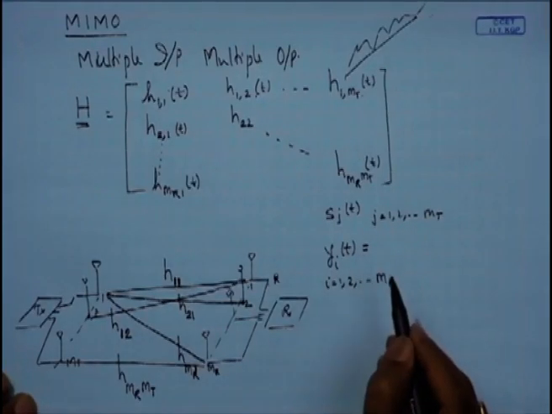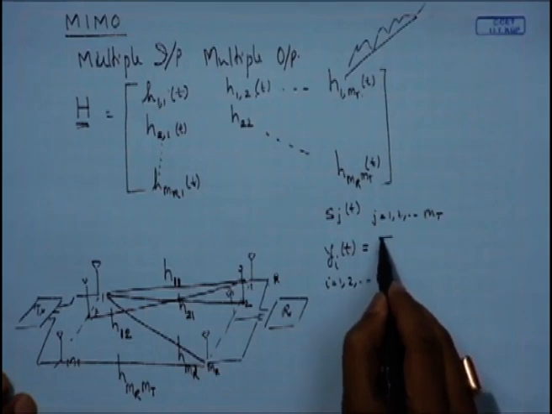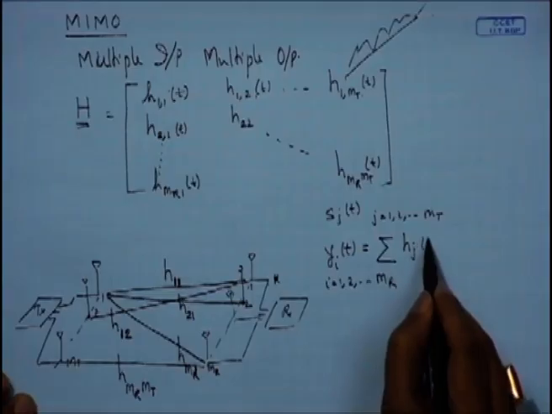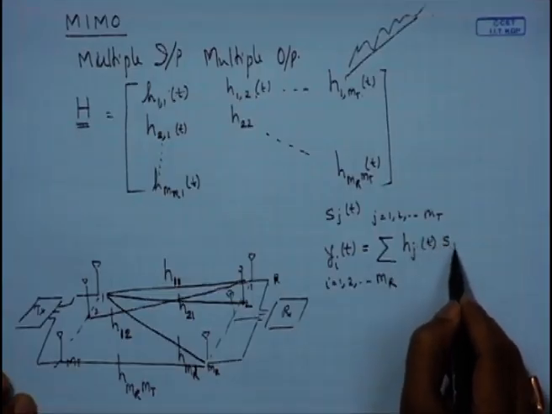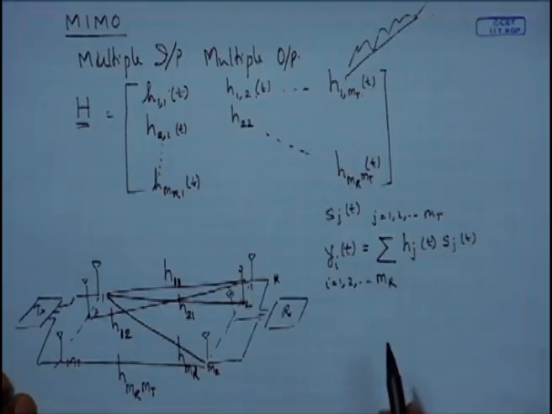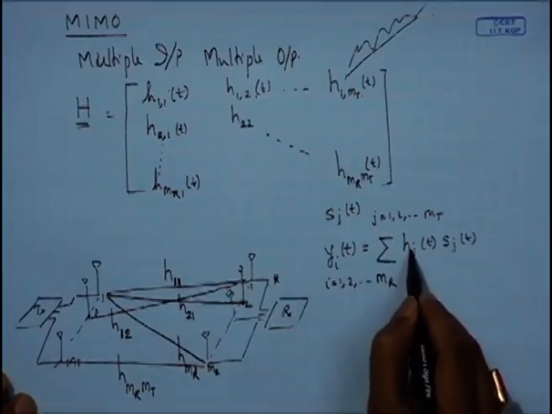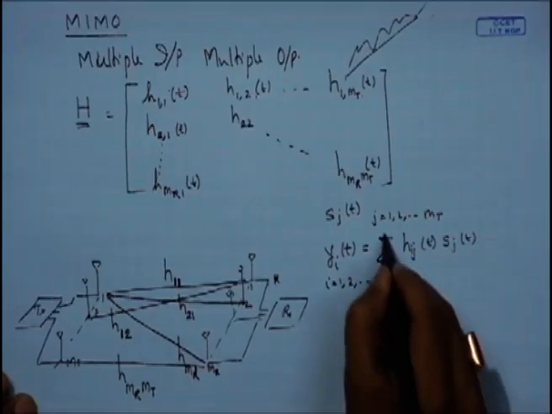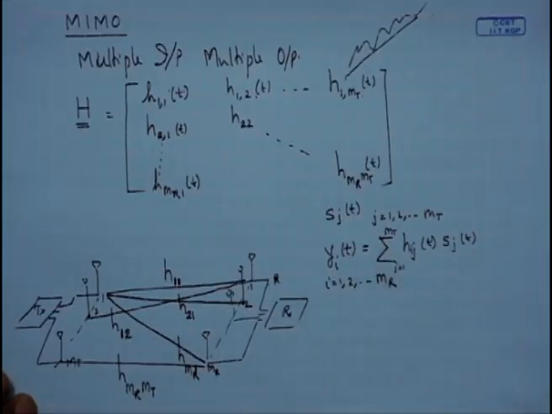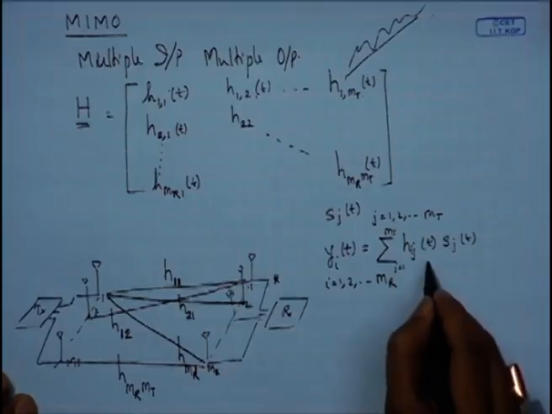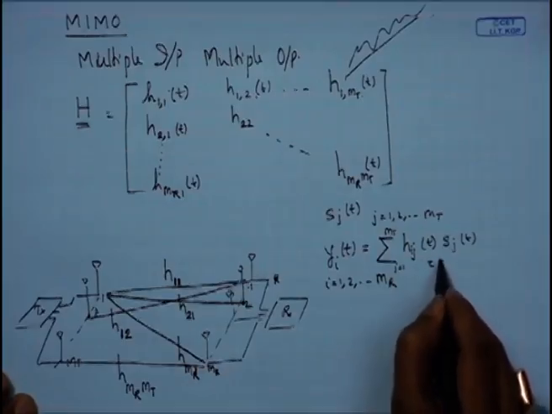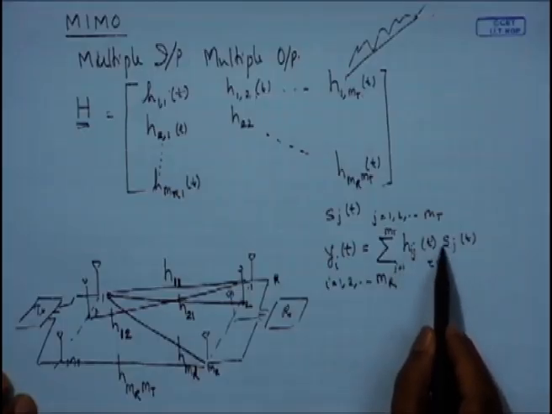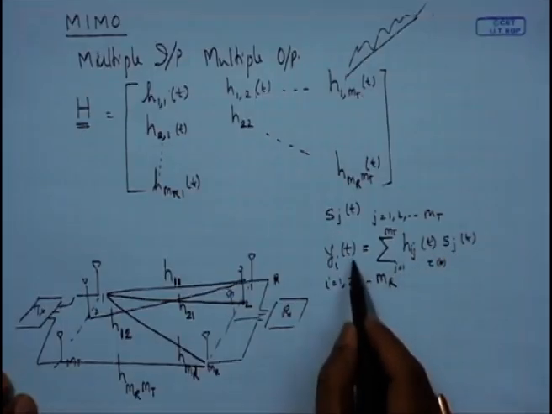So yi is equal to the sum over j equals 1 to MT of hij(t) times sj(t), which is the received signal. If you would represent in terms of tau, then of course a convolution has to happen. That means hij(tau, t) is convolved with sj(t).